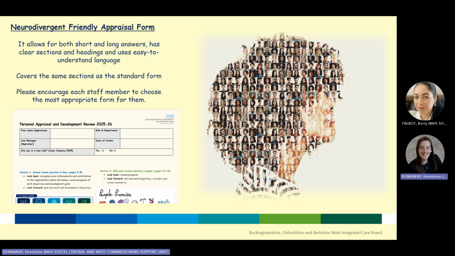They may find the ambiguous structure difficult to follow, and the pressure of verbal discussions challenging. This form creates a more inclusive and supportive process, giving every employee an option to ensure they can fully engage in their appraisal. As a manager, please support your team members to use whichever form they find most comfortable for them to engage with.